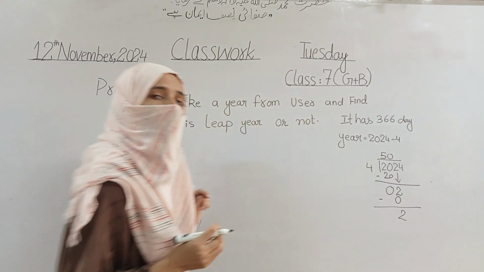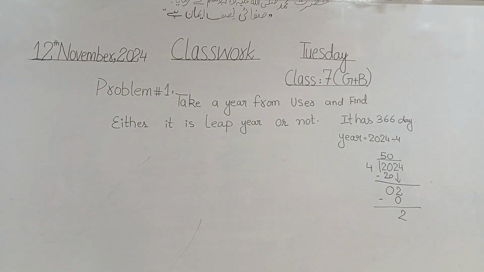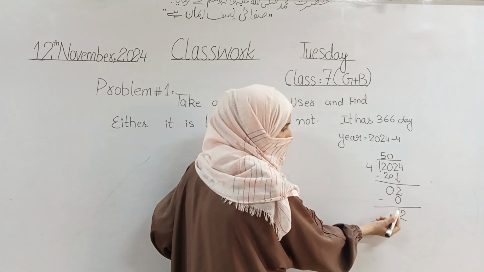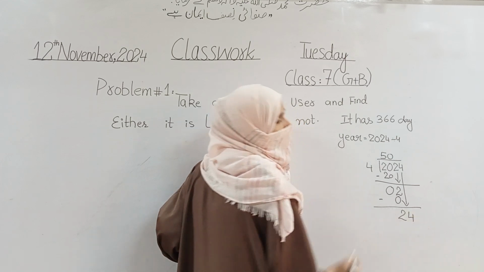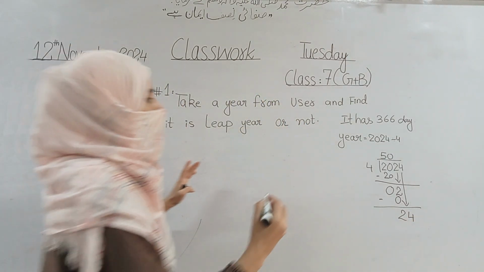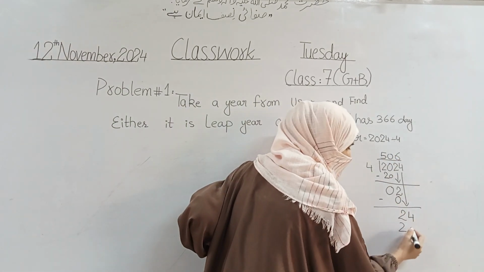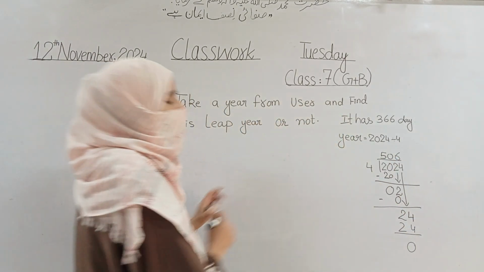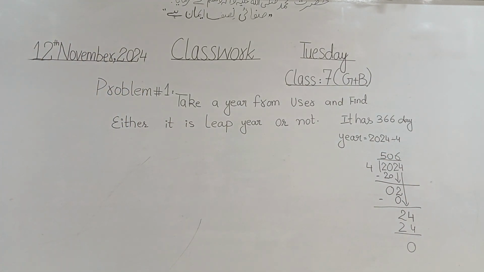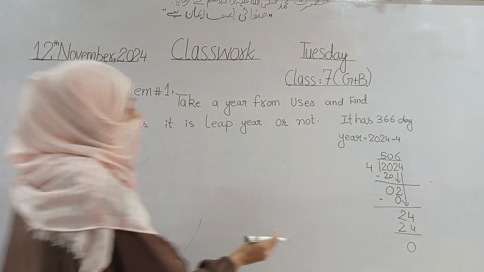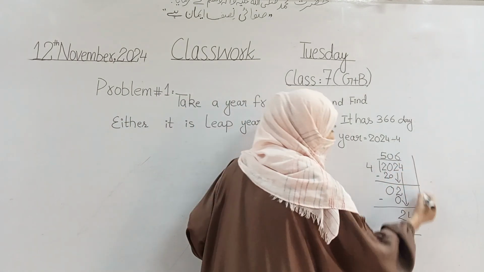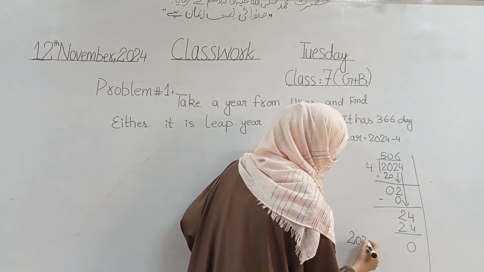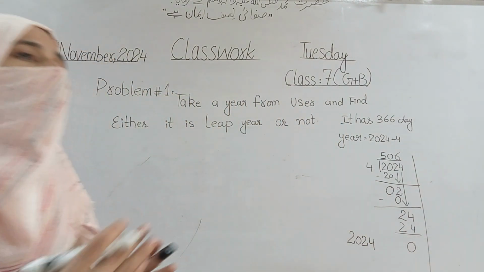Why we have taken 0, girls? As we know, 2 is not divisible by 4, so we write 0. 4 0 times 0, 2 minus 0 is equal to 2. And next 4 is here. 4 5 times 20 and 4 6 times 24. What the remainder is, girls and boys? The remainder is 0. It means 2024 is a leap year because it gives us a remainder 0.